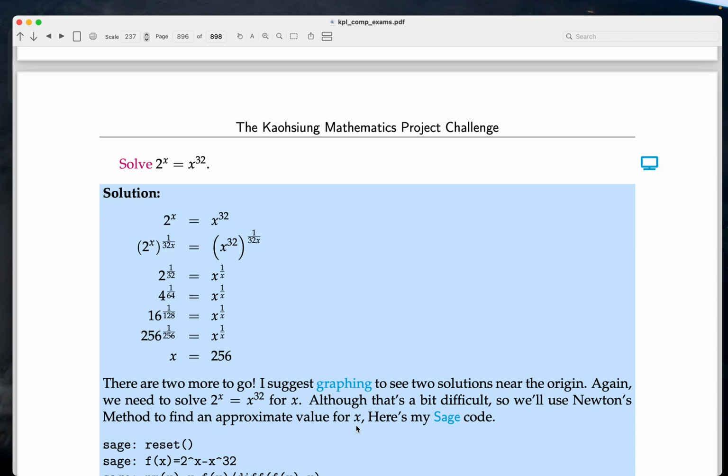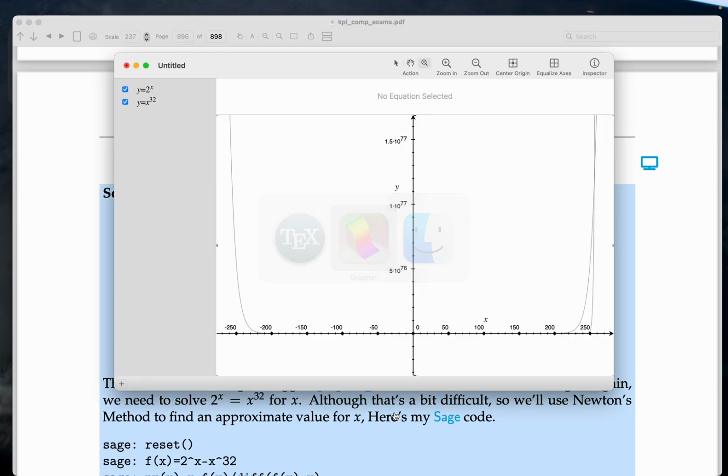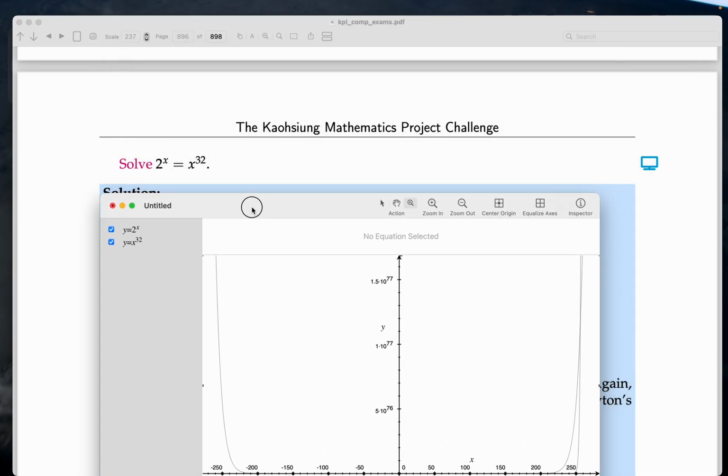I would have seen one much closer to the origin. And the reason for that: x to the 32 is like an upward opening parabola with a very flat bottom, and 2 to the x is an exponential, and you're expected to see 2 points of intersection between that exponential and that flattened parabola. So what I want to do is go to a graphing software, and I'm going to graph out two things.